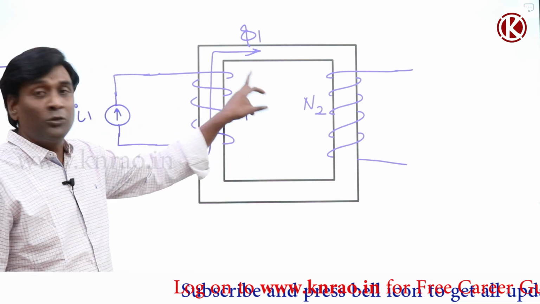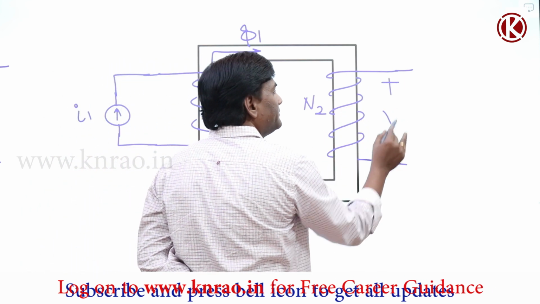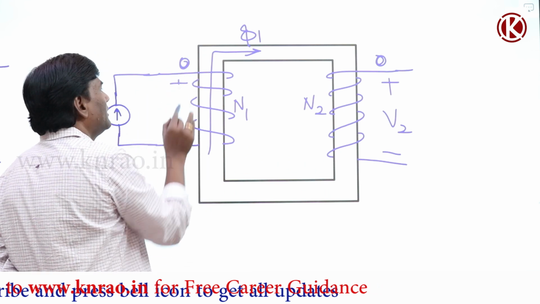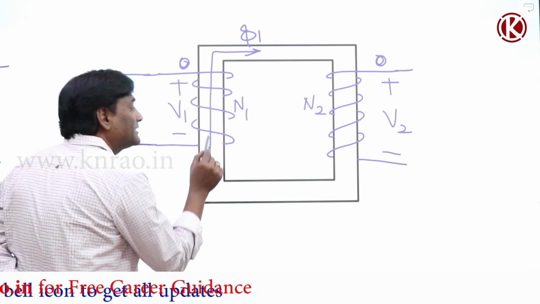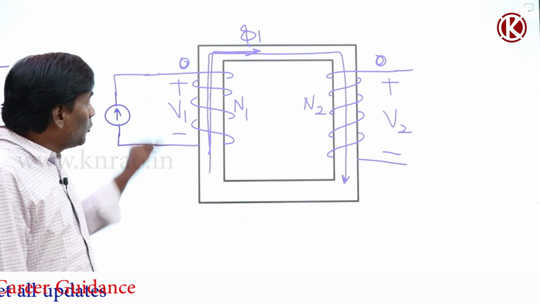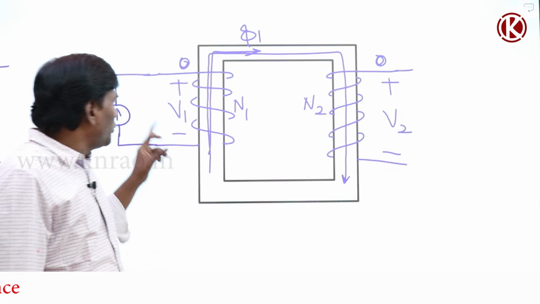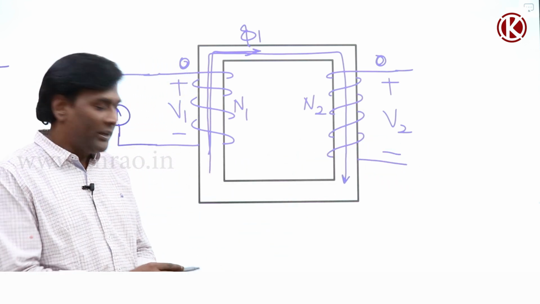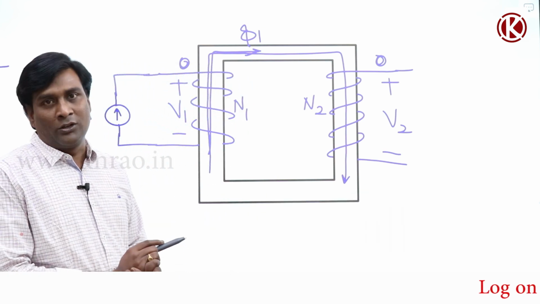Okay, so this particular flux will induce voltages here. Already the dot convention we know, we need not bother about it. Here is the induced voltage V1. Again, whatever may be the flux here, the total flux is going to link here. So the voltage induced per turn here should be equal to the voltage induced per turn here. So V1 by V2 should be equal to N1 by N2. Problem solved.